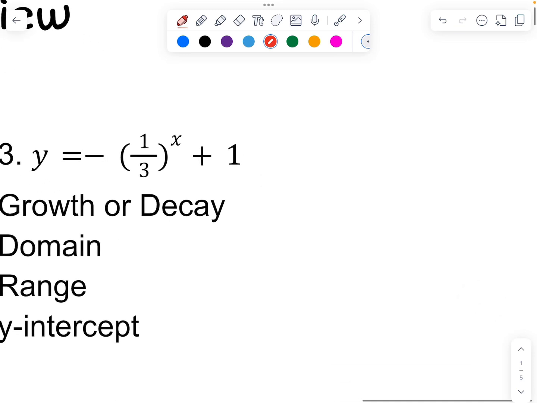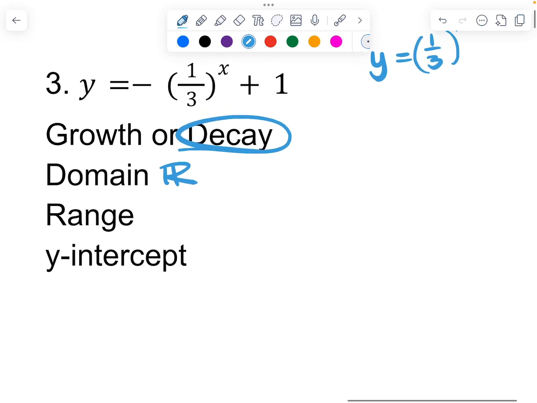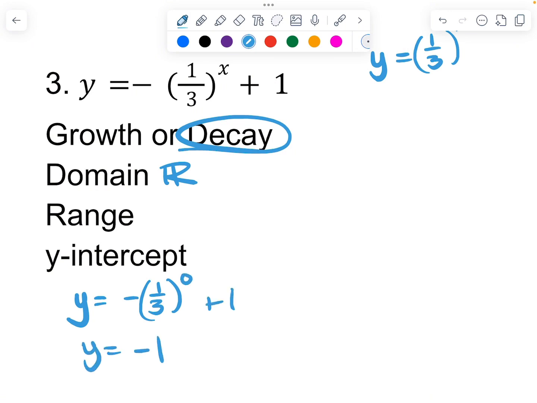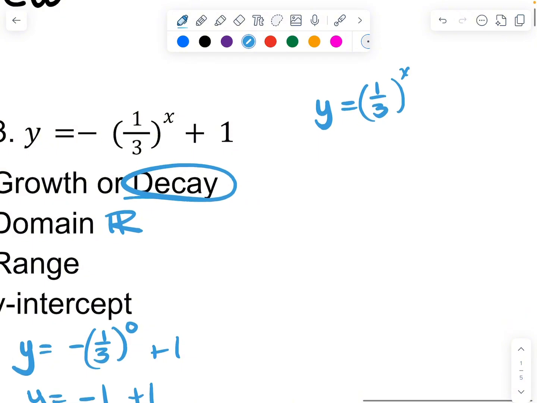Okay, so let's look at this one. The parent graph on this one is different though. The parent graph on this one is 1/3 to the x power. So that means that is a decay, domain all real numbers. For the y-intercept, -(1/3) raised to the 0 plus 1. So that's -1 plus 1. So y equals 0.